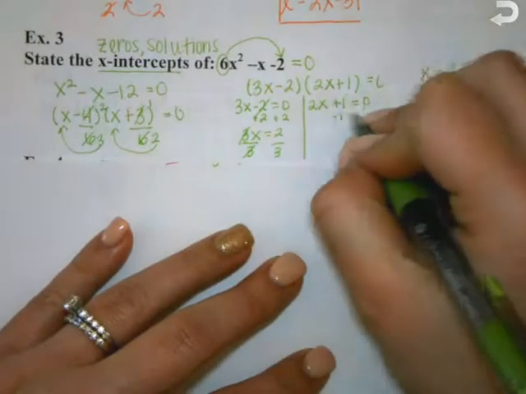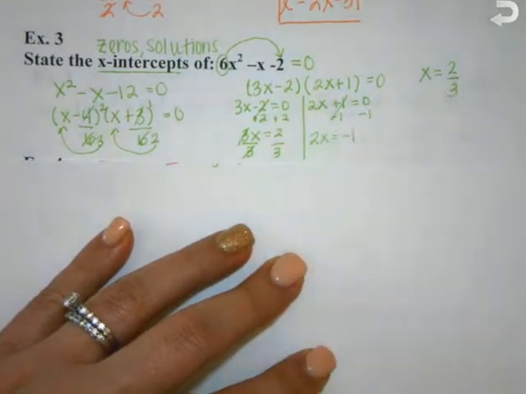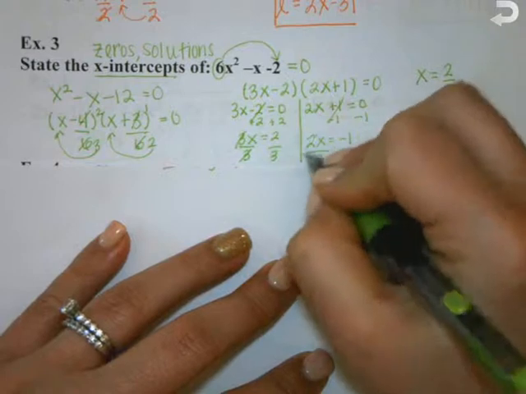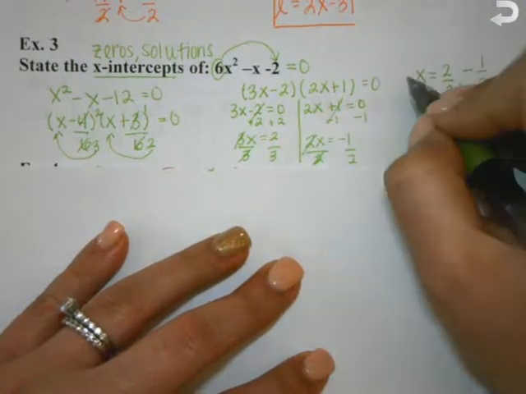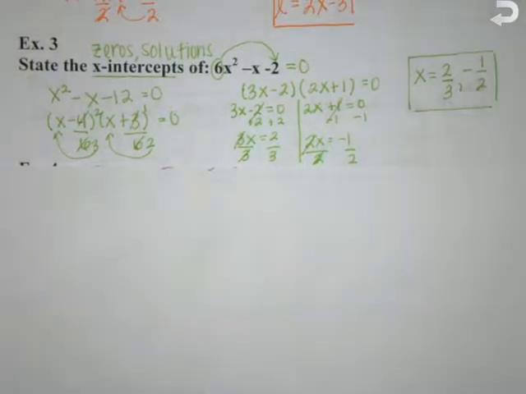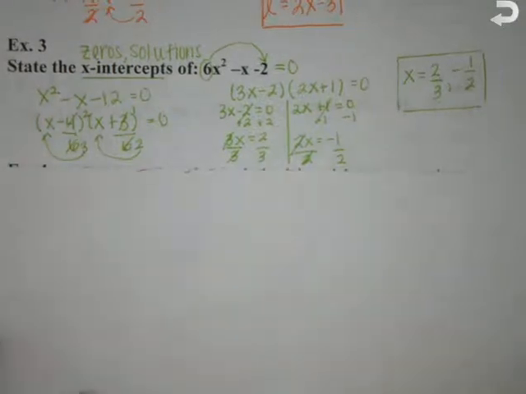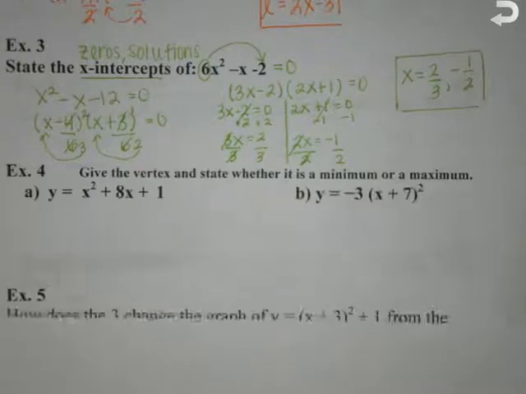So subtract 1, and I get 2x equals negative 1, and then what? Yep, divide by 2. So my second answer is negative 1 over 2. That should make sense because how many times does a parabola cross the x-axis? Twice. Because it's shaped like the U. Okay. Any questions so far? 2 more and then we're done.